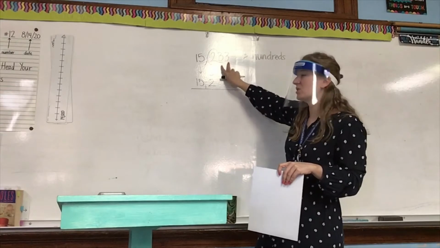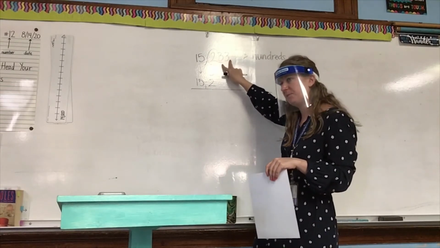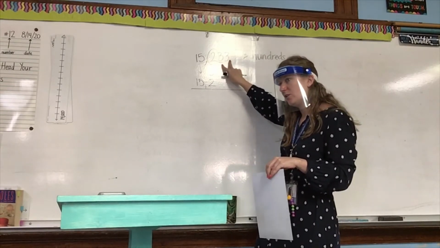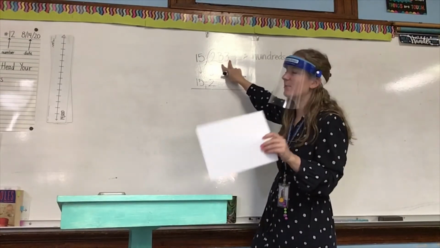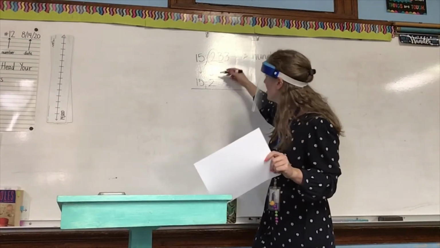How many digits do we have after the circle digit, Kingston? 2. So how many digits are we going to have at the end of our number? How many zeros? I'm sorry. 2.